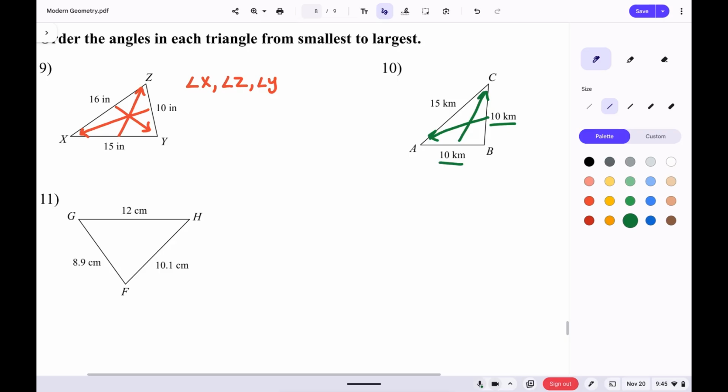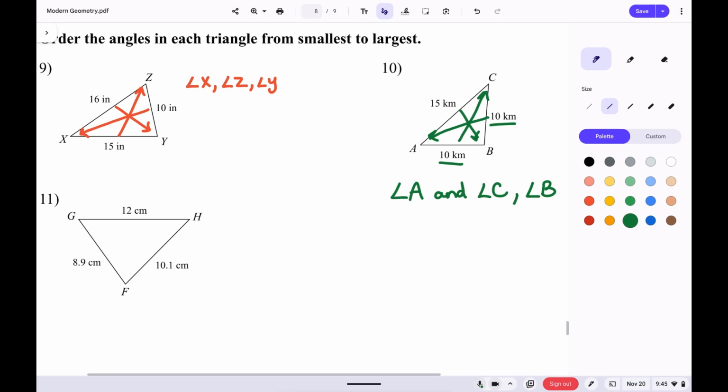So we could consider them both the smallest. How I'm going to write that is angle A and angle C. Because it's probably not right to say angle A, comma, angle C, since they're the same amount. We have to keep them grouped. And then what would that leave us with for the biggest? Angle B. And that makes sense because it's across from 15. 15 is larger than 10.